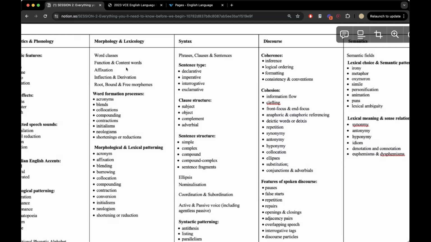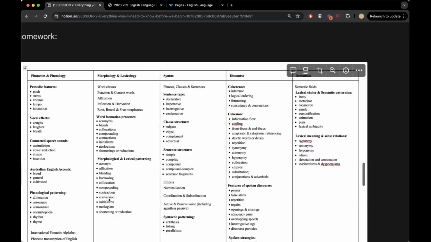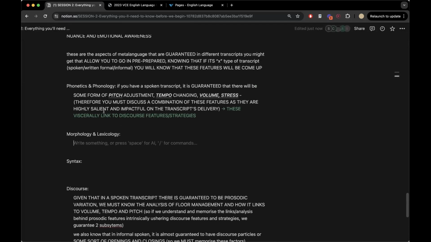Don't worry too much about function and content words. Now, word classes are a guarantee, right? Contractions are also very common. If it's informal, you'll probably see a blend, and affixation, suffixation, prefixation of some sort are pretty common. But word classes are what is truly guaranteed every time, right?